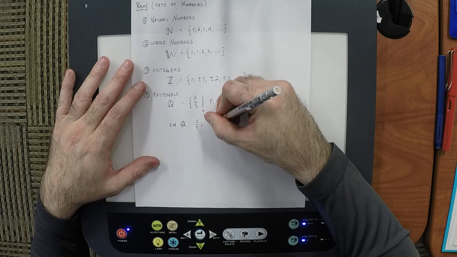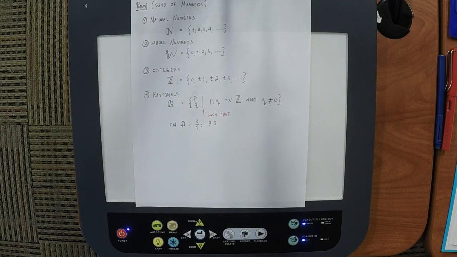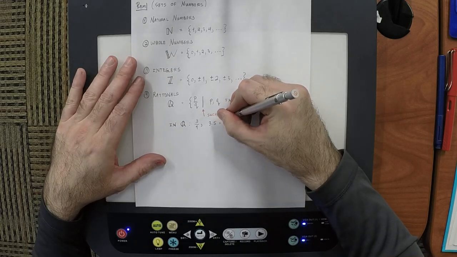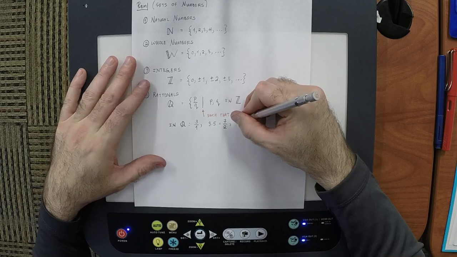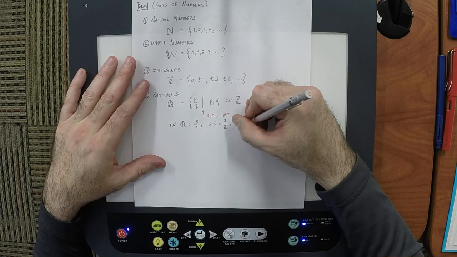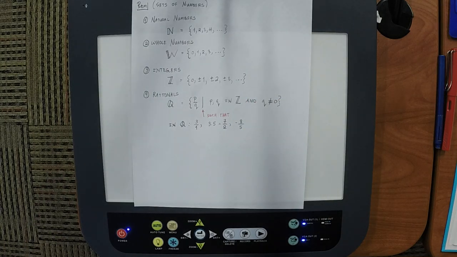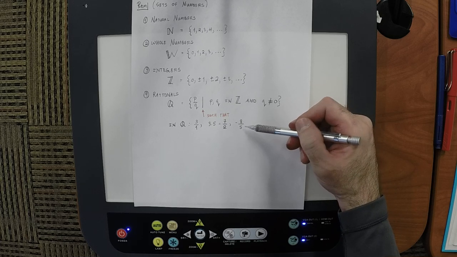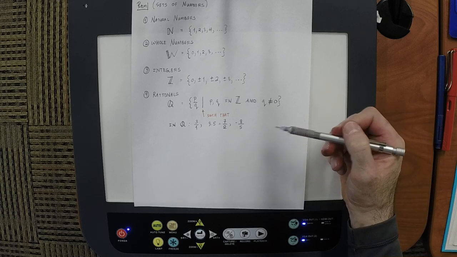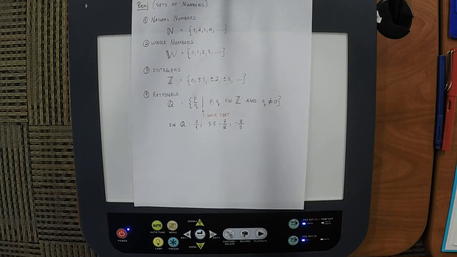How about 3.5? Is that rational? Yes. If it is rational, then you have to tell me how you could represent it as the ratio of two integers. 7/2. Okay. 7/2. Very good. How about, I don't know, -8/5? Is that rational? Yes. It is, because you could say it's -8 divided by 5. You could also say it's 8 divided by -5. And you could do a lot of things.